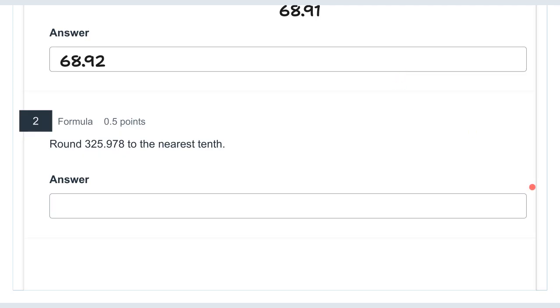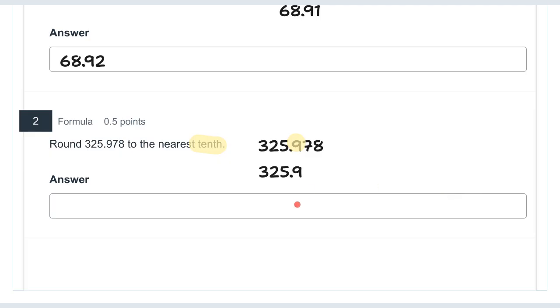Number 2, same idea. We start with the number 325.978. Identify the digit, in this case, in the 10th spot, which is that 9. Now we need to be careful with 9s. First, we determine what is the number below this. So we just write the digits up to the 9 without changing any of them.